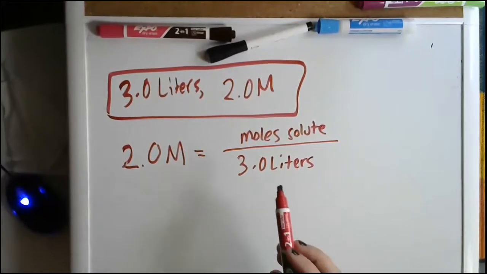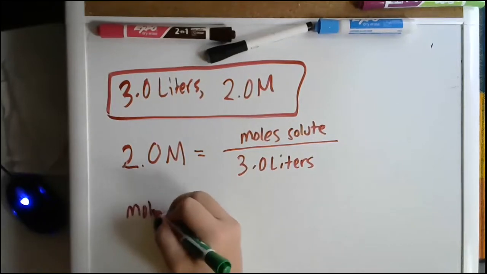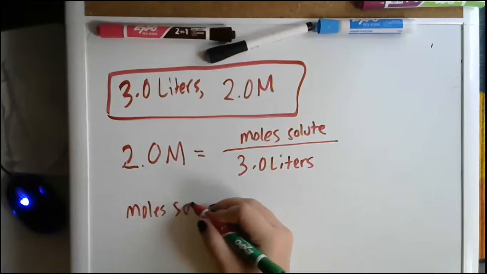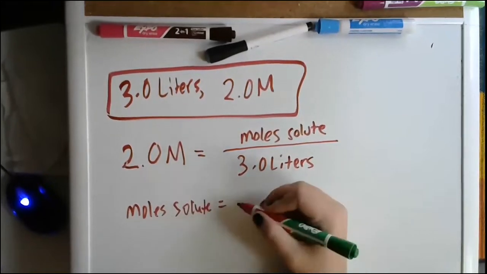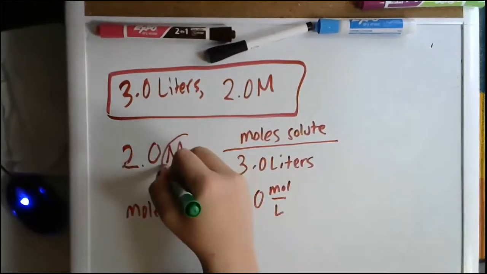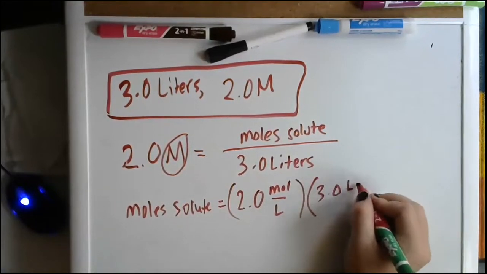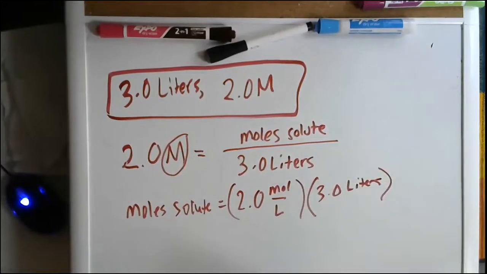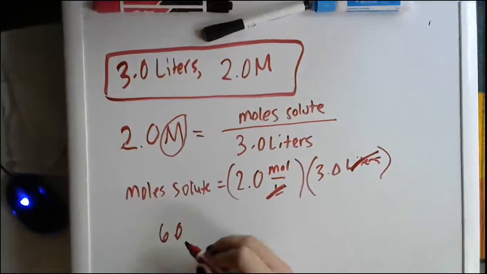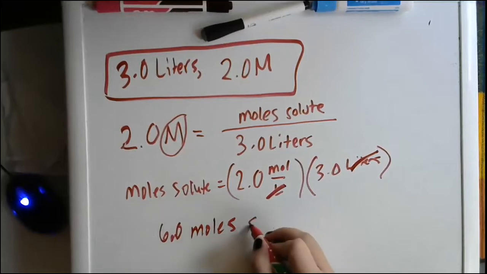So we can solve this for moles. Moles of solute equals 2.0 moles per liter, which is the definition of molarity, times 3.0 liters. You'll notice that our liters cancel out, and we're left with a unit that's just moles. So 6 moles of solute are required.